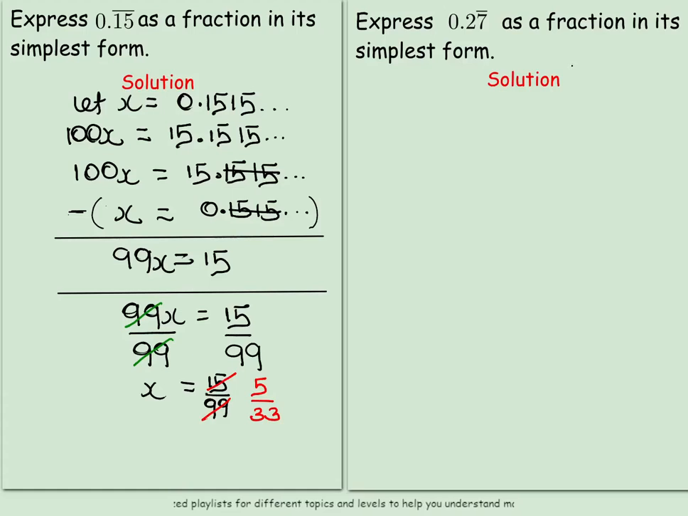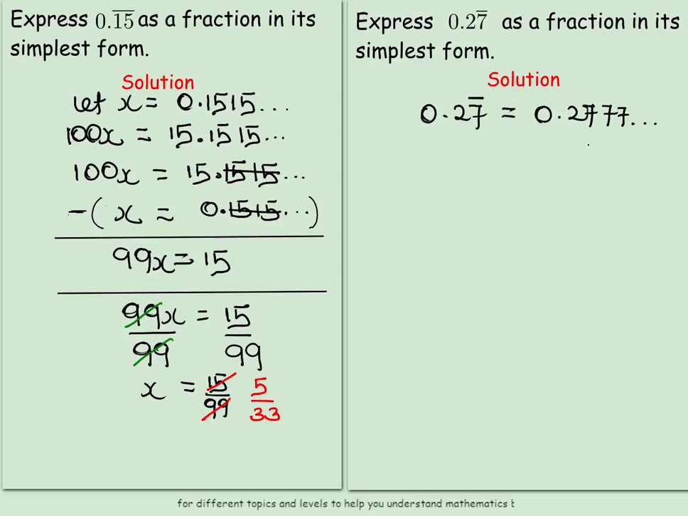Now take note of what is happening here. This 0.27 with the bar is just on the 7. The bar is only on the 7. So it is 0.2777. It is the 7 that keeps repeating.